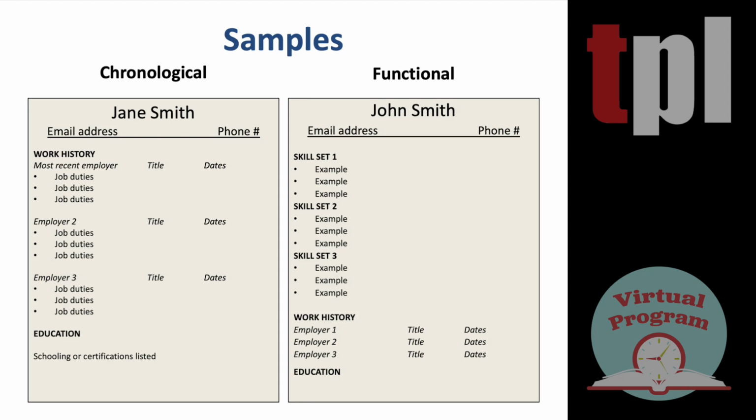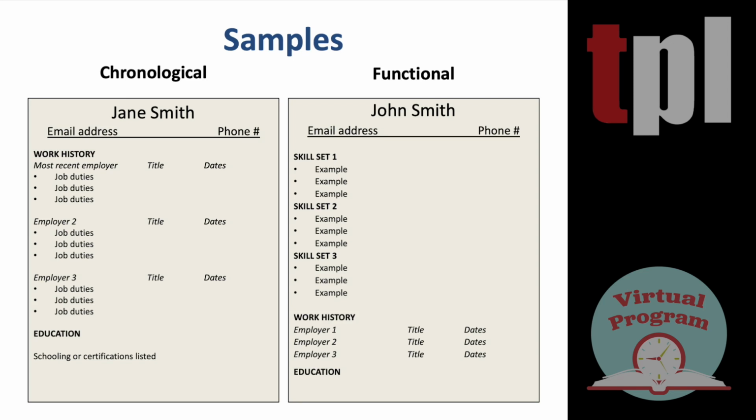On the right side is the functional style, and after the header, this style looks very different from the chronological. Instead of emphasizing work history, we have space for skill set areas. These skill sets would be broad categories of abilities a person has. And really what we're doing is we're looking at the job listing to identify what are the skill sets we should identify here. So on the next slide, we'll take a look at an actual resume for this to give you an idea what types of skill sets you might consider focusing on.